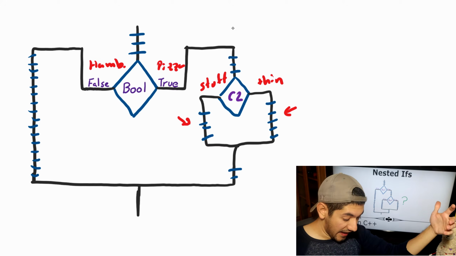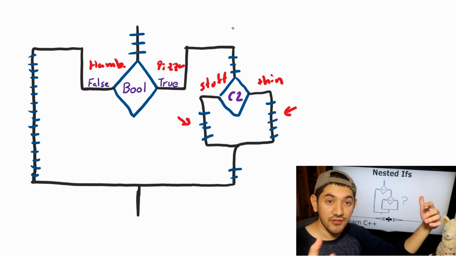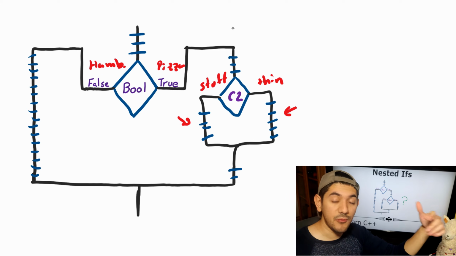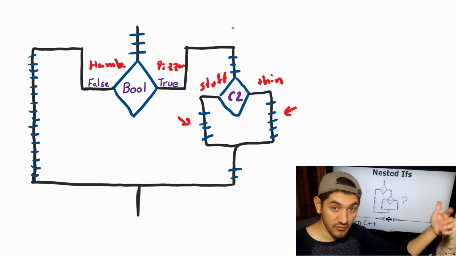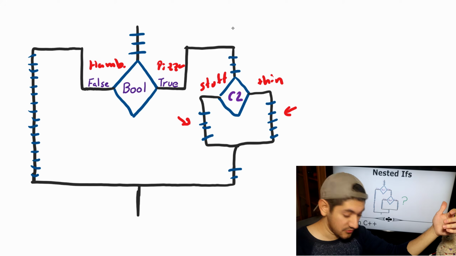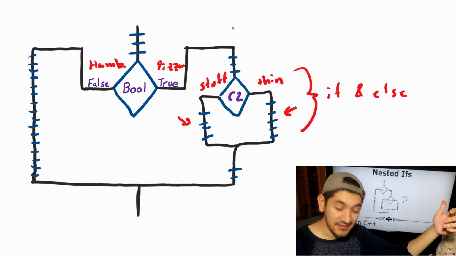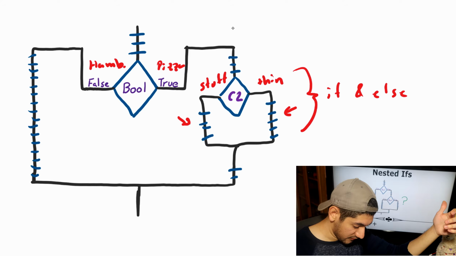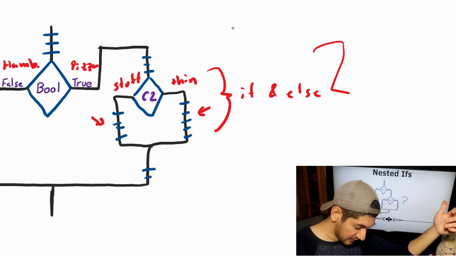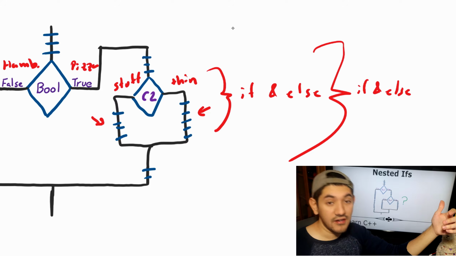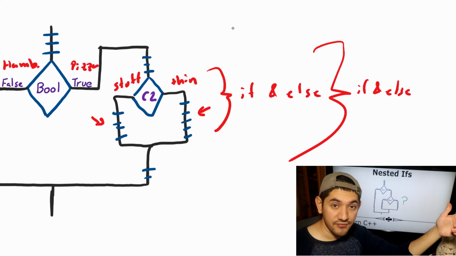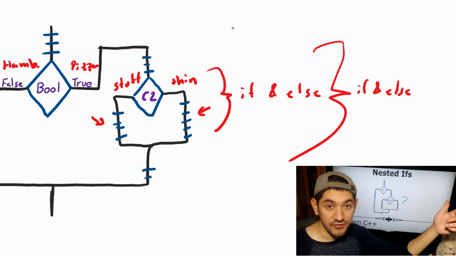So now I have one decision inside of another decision, and we call this a nested if, because remember the way we code the selection program instruction, namely this part right here, is using an if and else statement. And that's inside another if and else statement, right? So this is called a nested if. So now let's go take a look at how we do this in code.